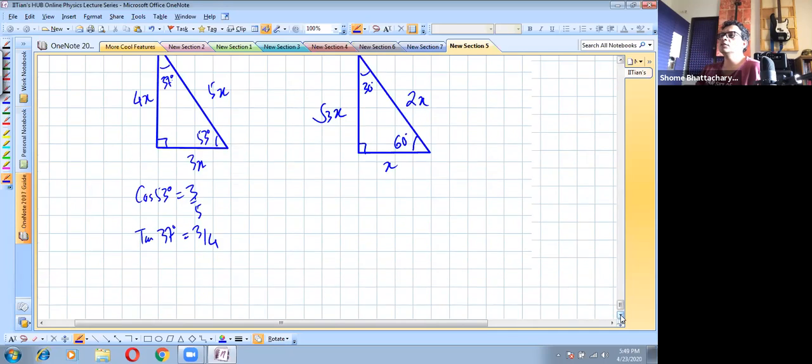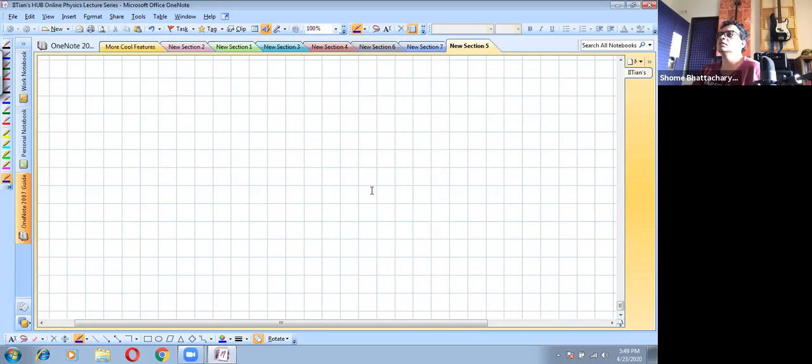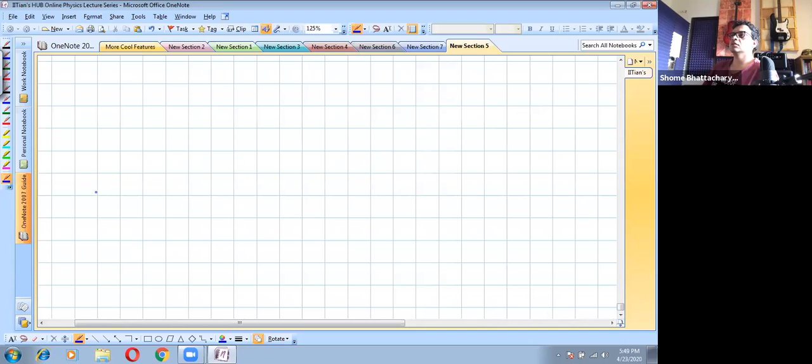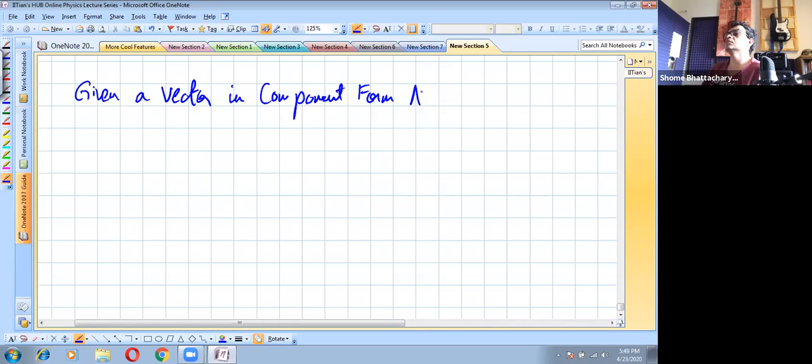Alright, now we come to the next section of our component algebra, which is again very simple. Given a vector in component form, let's say A is AX I cap plus AY J cap, how do we find the magnitude of the vector and the angle it is making?